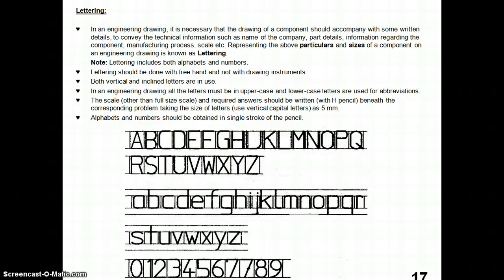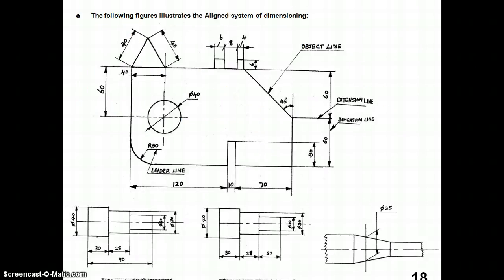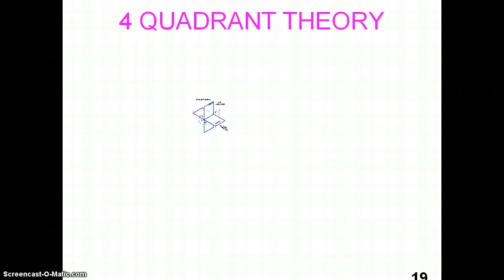In an engineering drawing, all the letters must be uppercase, and lowercase letters are used for abbreviations. The scale and the required answer should be written in the corresponding problem, taking the size of the letters as 5 mm. Alphabets and numbers are mentioned in that.